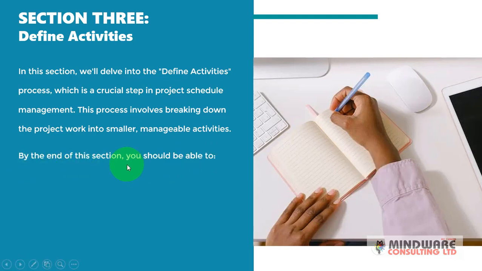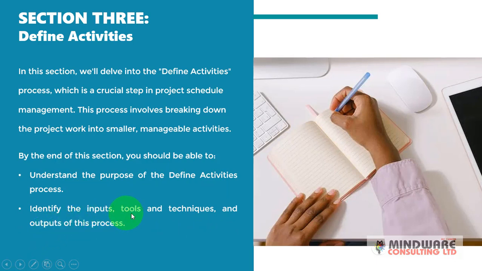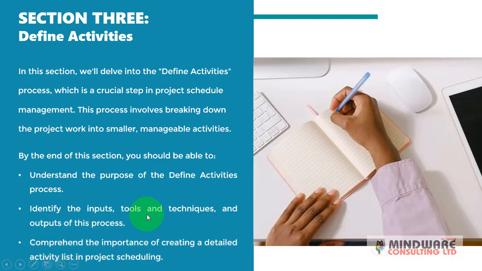So by the end of this section, you should be able to understand the purpose of the define activities process, identify the inputs, tools, and techniques, as well as the output of this process. Last but not the least, you will also comprehend the importance of creating a detailed activity list in project scheduling. All right, let's go.